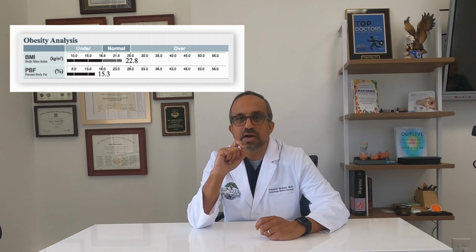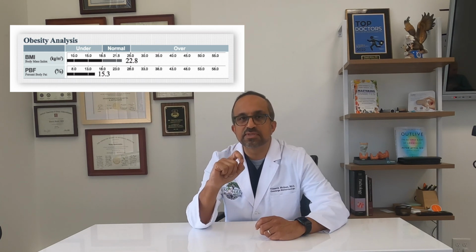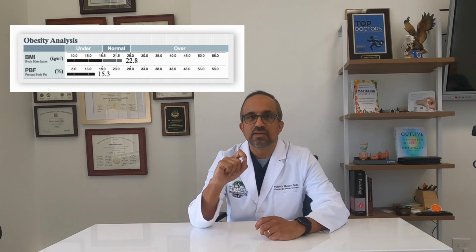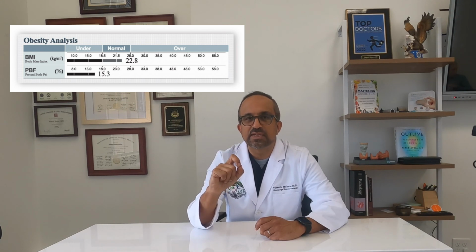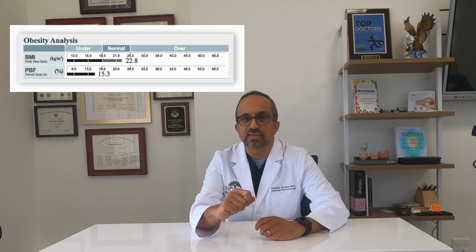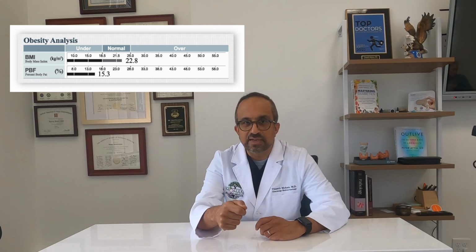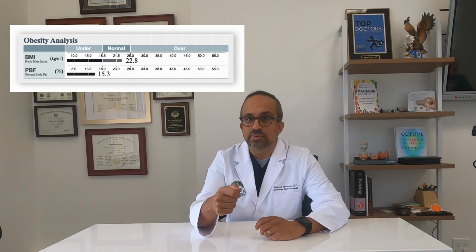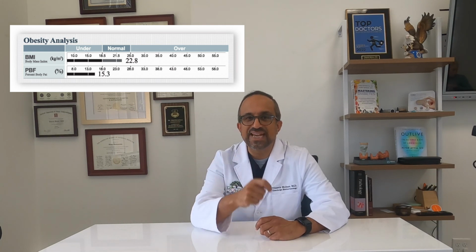Now let's move to the obesity analysis. Here you'll see how accurate your BMI is as a representation of your body fat percentage. For men, a healthy body fat percentage is considered between 10 to 20%. Women tend to have a greater body fat percentage than men to support reproductive health, with a healthy range between 18 and 28%.